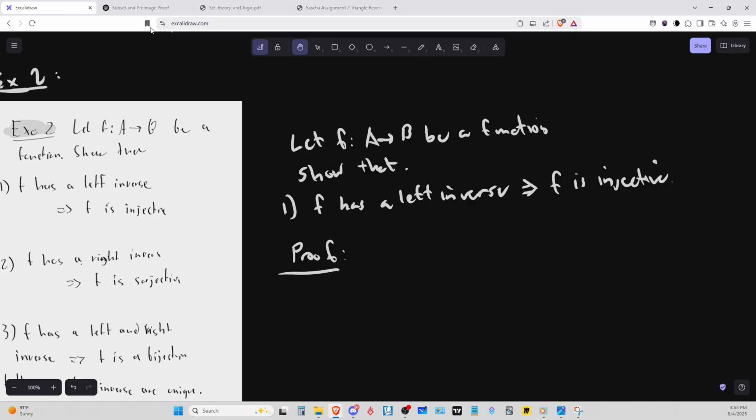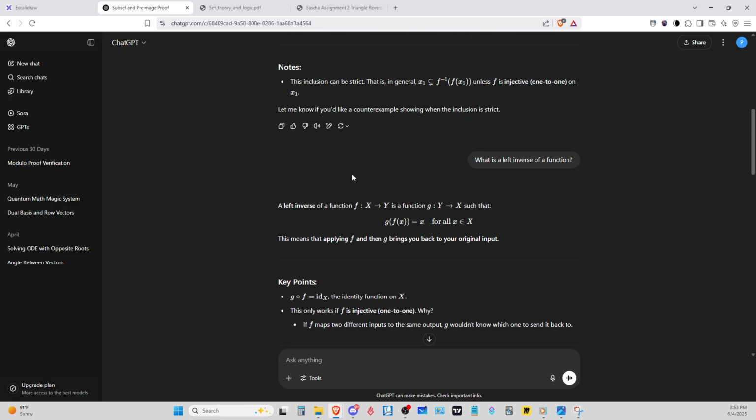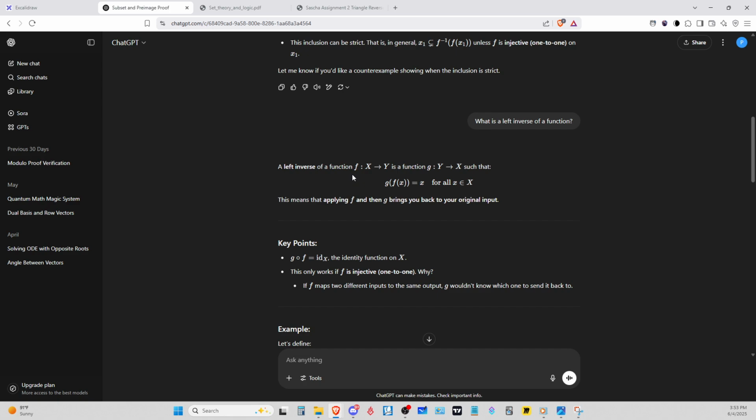Meaning, it has to do with composites, the way it looks. This means that applying F and then G brings you back to the original input. The question is, how do we prove that, though? Let's see, if F maps two different inputs to the same output, G wouldn't know which one to send back to.